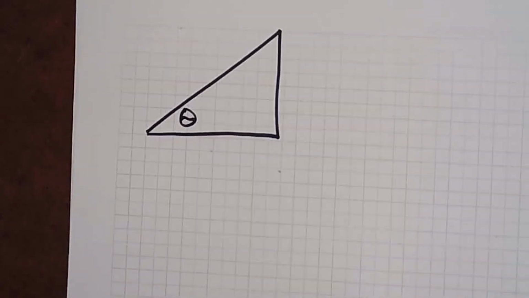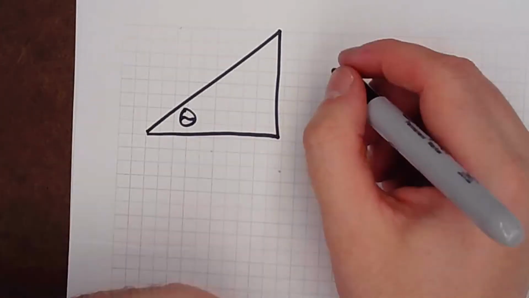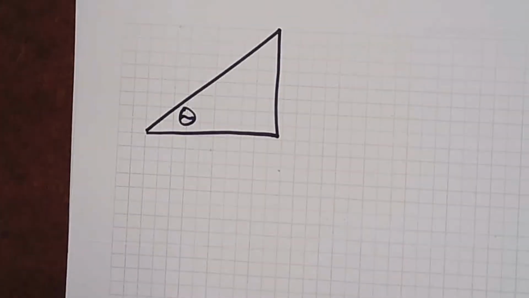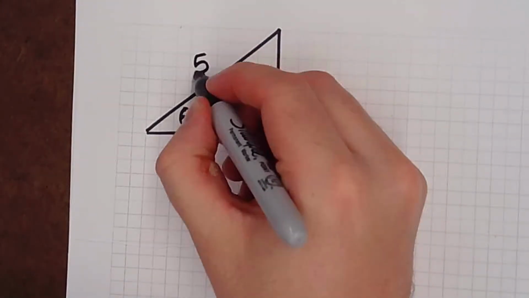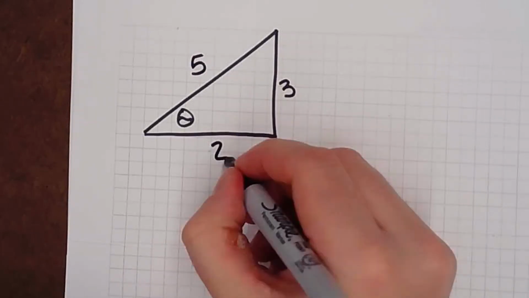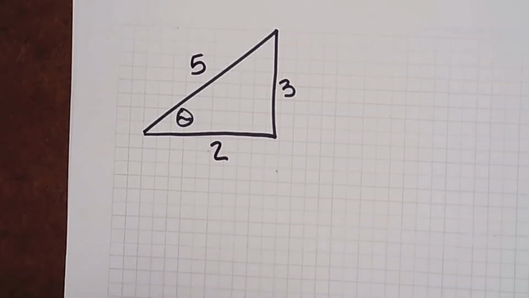There's theta. I want you to label opposite, adjacent, and hypotenuse. I'm going to tell you that this side is 5, this one is 3, and that one is 2. Label your sides. I'll give you 30 more seconds to do that. Label opposite, adjacent, and hypotenuse.